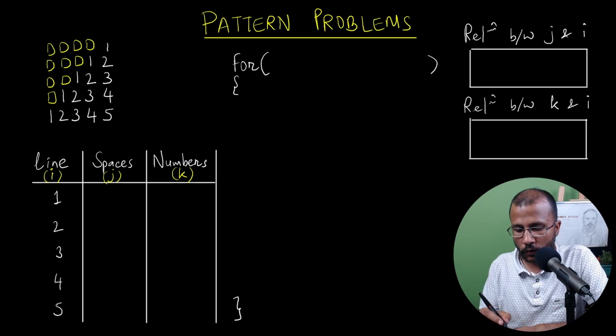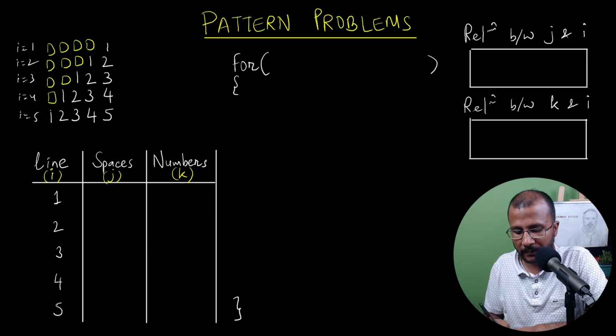So how many lines do I have in this? 5 lines. So let me represent I equals 1 as the first line, I equals 2 as the second line, I equals 3 as the third line, I equals 4 as the fourth line, and I equals 5 as the fifth line. So I indicates my line number. So in the first line, how many spaces are there? Let the number of spaces be represented by j. So how many spaces are there in the first line?